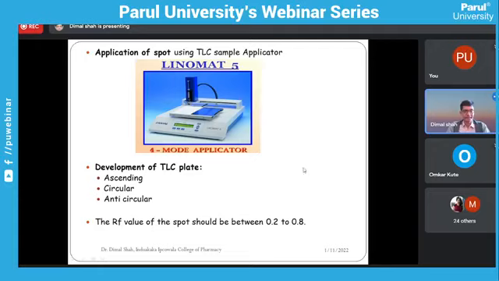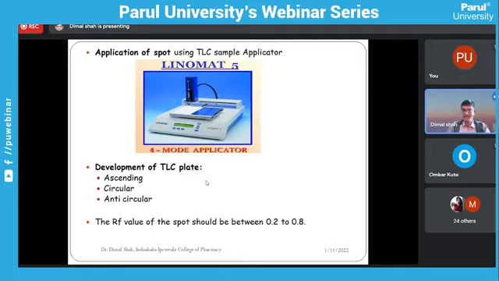If it is below 0.2, it means that your sample has not been separated by the mobile phase that you have selected. If you are getting a 0.1 RF value, it signifies that your sample has not been separated. And if you are getting an RF value above 0.8, it signifies that your sample is moving along with the mobile phase. It means it is not getting separated.